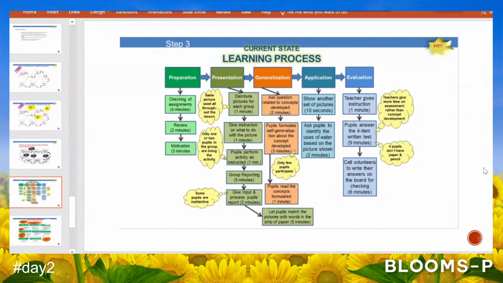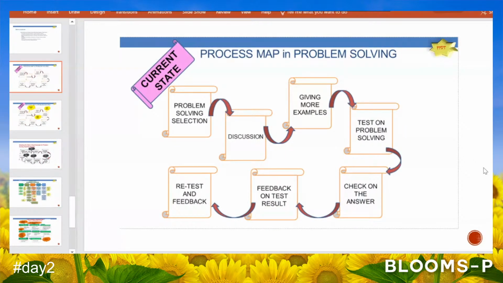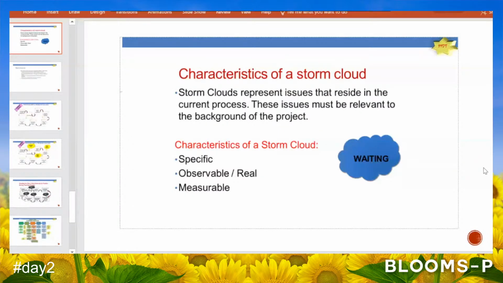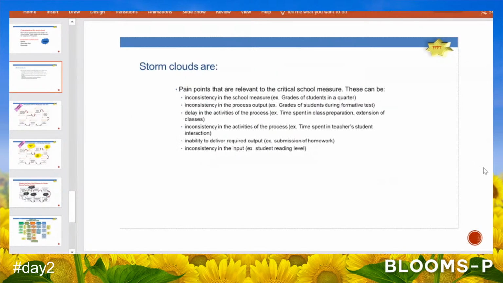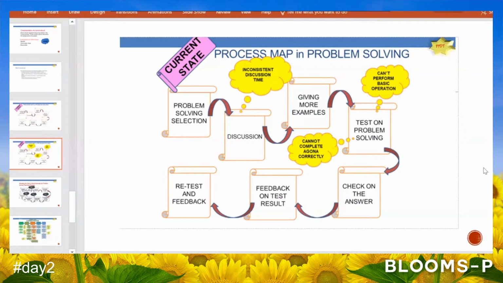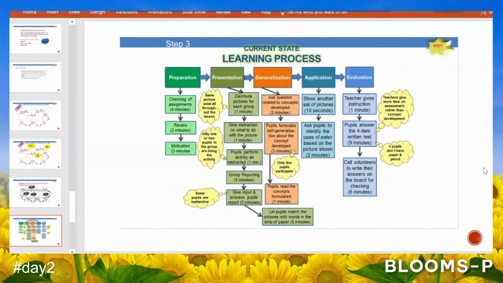Okay. But my friends, while looking at the storm clouds, I want you to go back to its concept, so that we are not negative all the time in looking at the storm clouds. You take note that storm clouds represent issues that reside in the current process. So these issues, on these particular lines, must be relevant to the background of the project. Okay? So we are almost all the time seeing the storm clouds as the pain point of a certain process. But we can also get something out from it when we talk about storm clouds. It can also be relevant to our issues or our process.